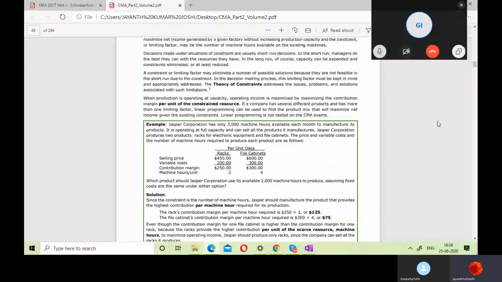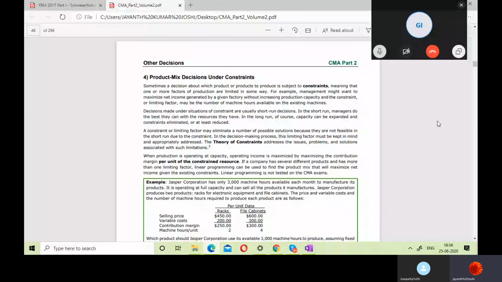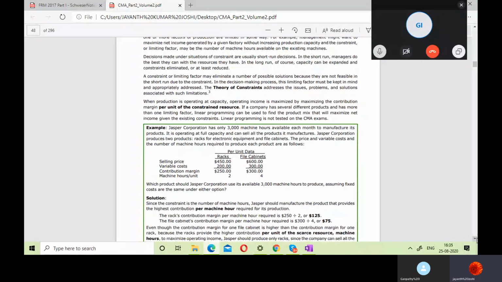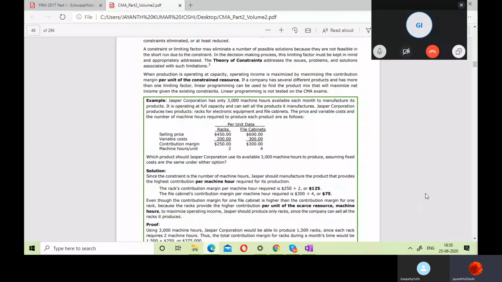So what we are seeing here is product mix decisions under constraints. Already I have told you about the constraints. Constraint is nothing but you have some limitation, and you need to find certain strategies whereby, whatever constraints you have, you should not be worried about that, but try to find some methodology with which, even though you have constraints or limitations, you can try to maximize your profits with your good strategies and plans. Okay. So now let's go for this question. This question will practically tell you how you can do that.